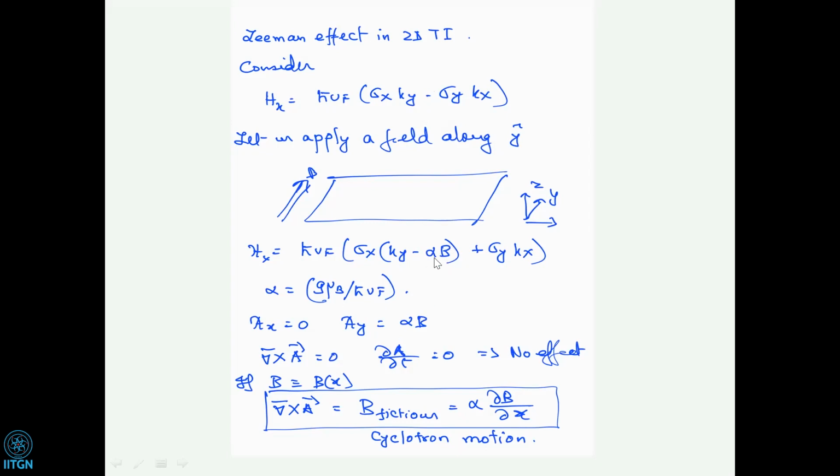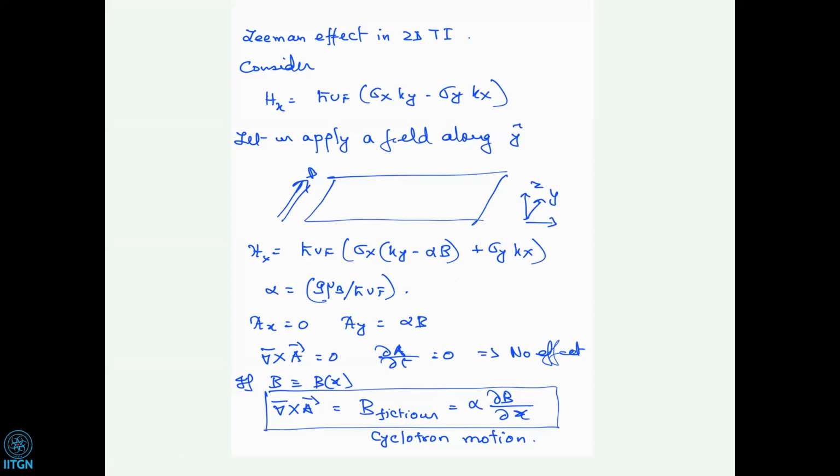So this quantity alpha B now acts as a constant gauge potential if the magnetic field is a constant, and we know that a constant gauge potential cannot really change physics, because it doesn't correspond to any realistic electric or magnetic field. So this means that putting a constant magnetic field parallel to the surface does not do anything to the Dirac electrons.